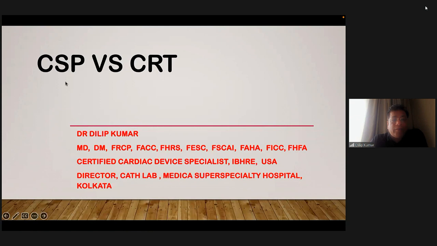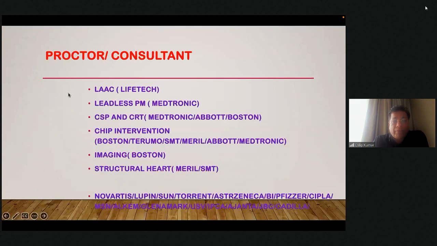We are all aware that conduction system pacing in the last couple of years has really made a huge noise. In terms of relevance and adoption, it is second only to transcatheter aortic valve replacement in the field of cardiology. We have seen TAVR almost replacing surgical aortic valve, and in the same way CSP is probably going to replace CRT. Let's have a discussion on that.